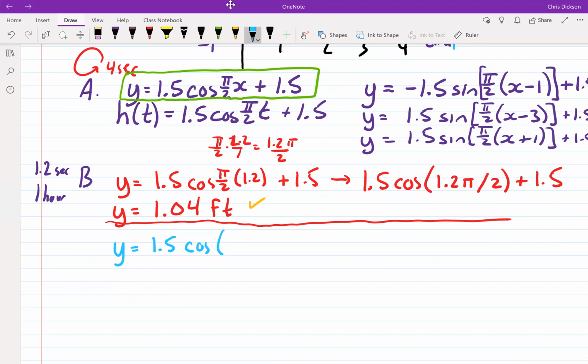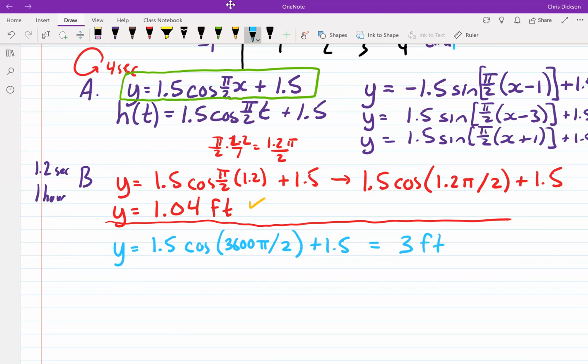But of course, 1 hour is 60 minutes. And every minute is 60 seconds. So that's going to be 60 times 60, which is 3,600 pi. Divide by 2, close the bracket, plus 1.5. And so if I punch those numbers in, 1.5 cos of bracket 3,600 pi, divide by 2, and then add 1.5, and I'm getting a height of 3. So 3 feet.